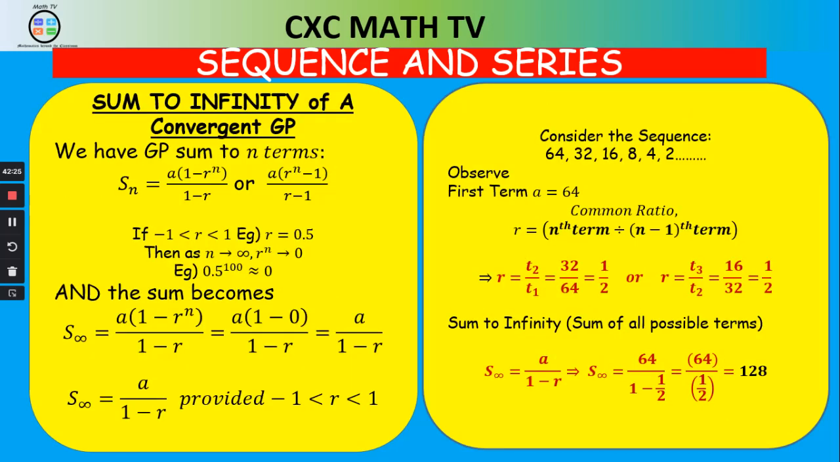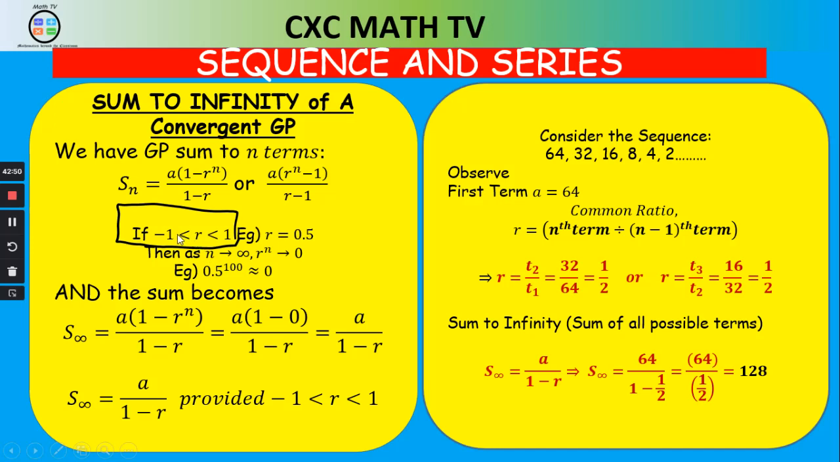Now, next thing with GP. As we said, we use two formulas for the sum. Convergent. Now, this is a convergent GP. It converges when the common ratio is between -1 and 1. Guys, this is extremely important. A GP is convergent when the common ratio is between -1 and 1.